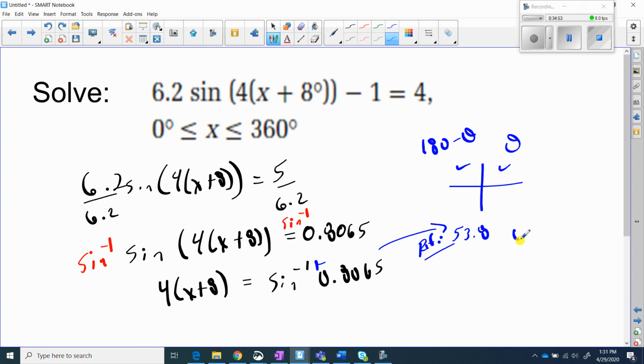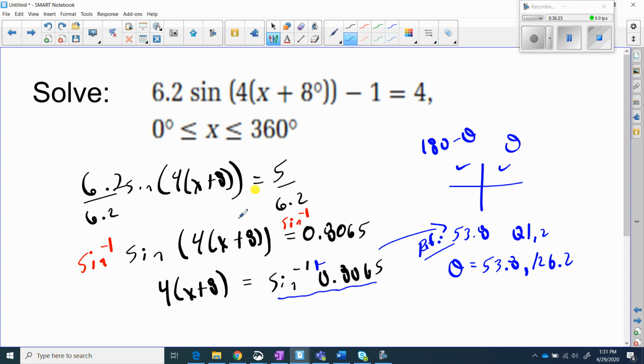And it could be in quadrants 1 or 2. So my possible answers for this is always talking about an angle on this side. So the possible answers for that angle are 53.8 if it was in quadrant 1, or if it was in quadrant 2, it'd be 180 minus that angle, I would get 126.2. So these are the two possible values for the right side.